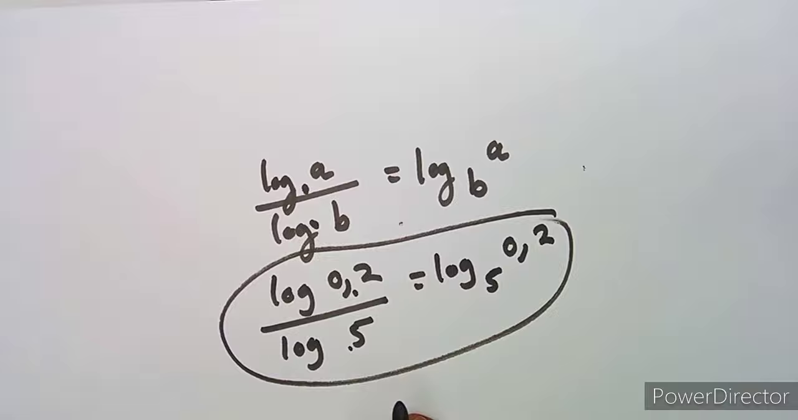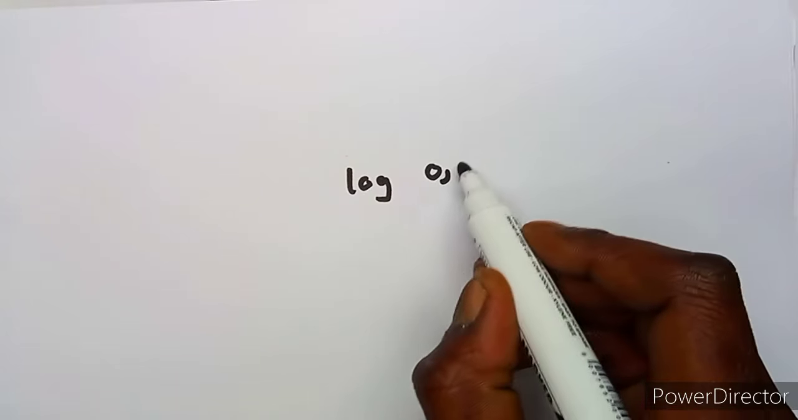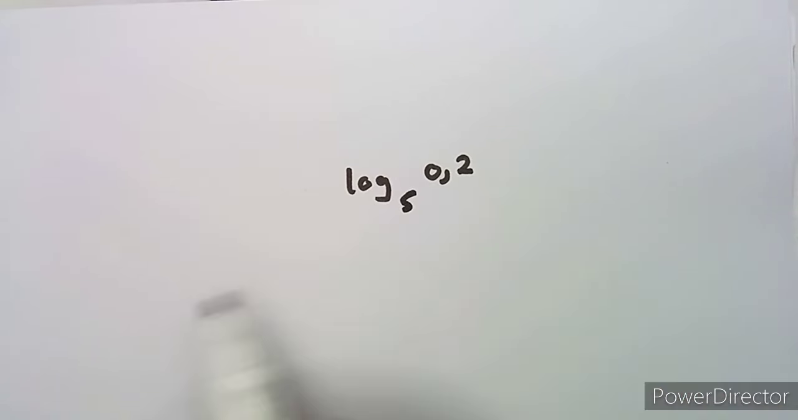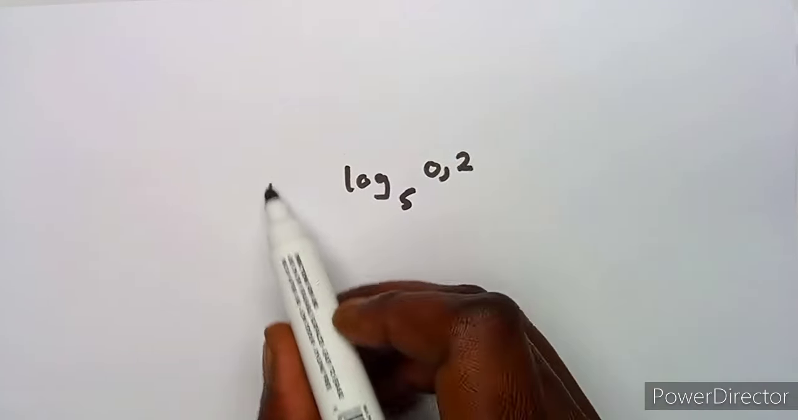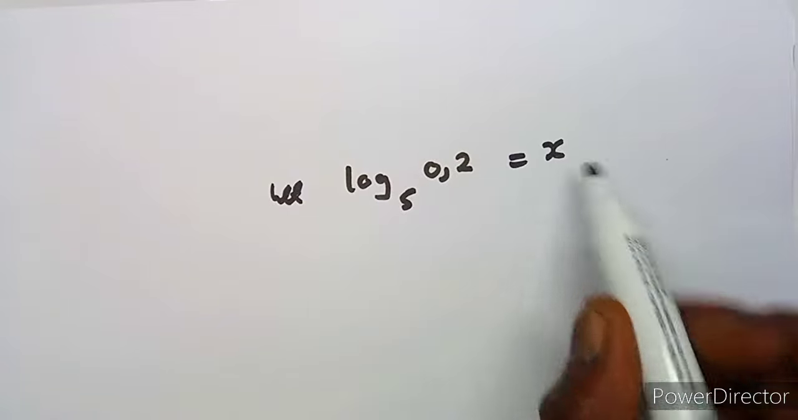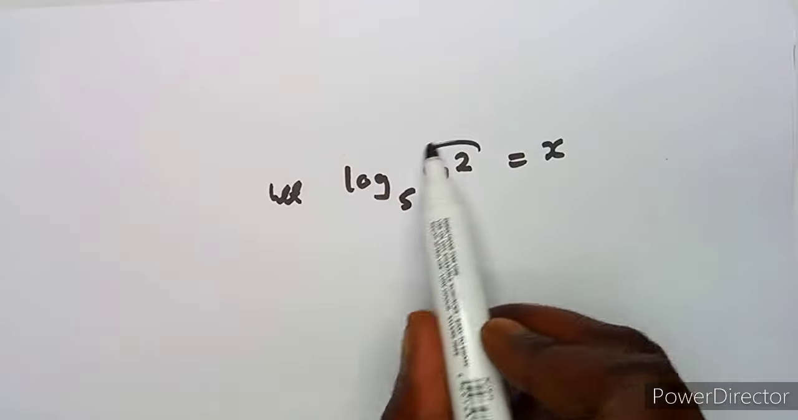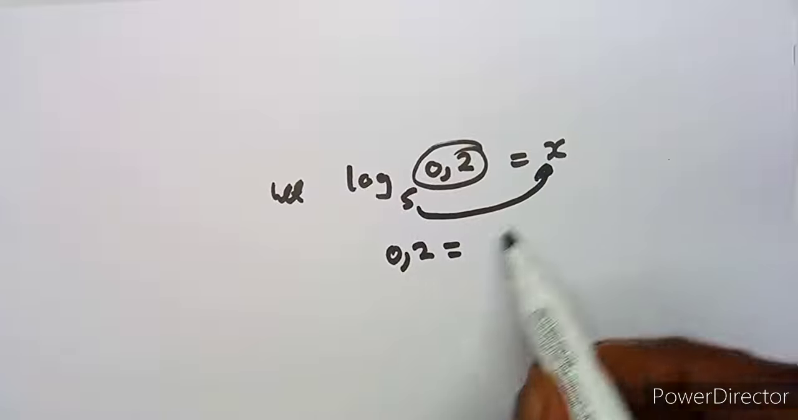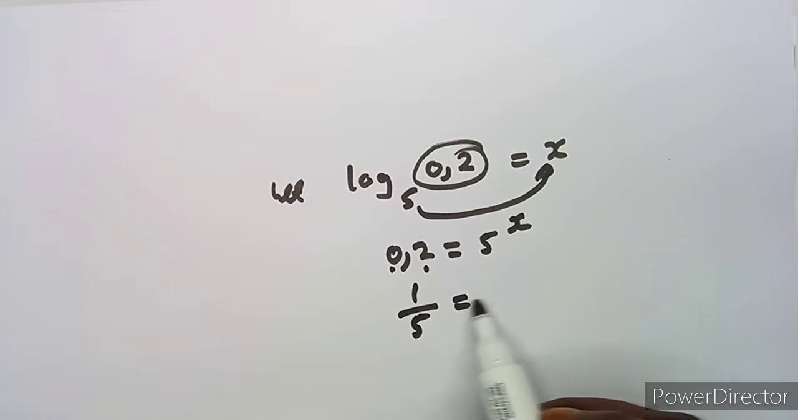So once you write it like this, you are now back to what you are used to, because we are all used to calculating something of this form. A decimal is a fraction, but most of us are used to this because we know we can simply say let this be equal to x. Then in exponent form, 0,2 is equal to 5 to the exponent of what? Of x. But 0,2 as a fraction we said is 1 over 5, which is equal to 5 to the exponent of x.